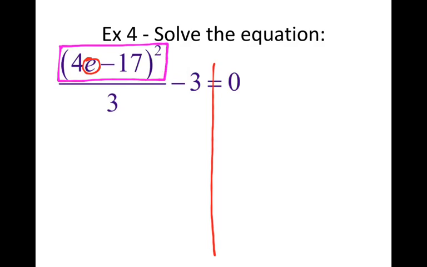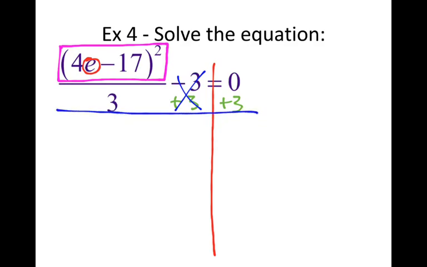So what do we have outside of the box that we need to get rid of? Yeah, both of those 3's, right? Are we going to get rid of the divided by 3 first or the minus 3 first? The minus 3. We're going to get rid of the minus 3 by adding 3. So let's add 3 to both sides. 3's cancel. And we simplify.